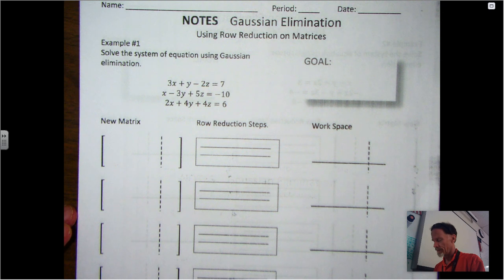Here it is, the one we've been waiting for. We're going to go through a 3x3 Gaussian elimination, start to finish, all the way down to the solution. It's using the same process that we did before.